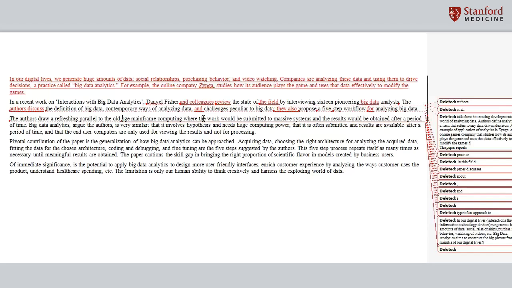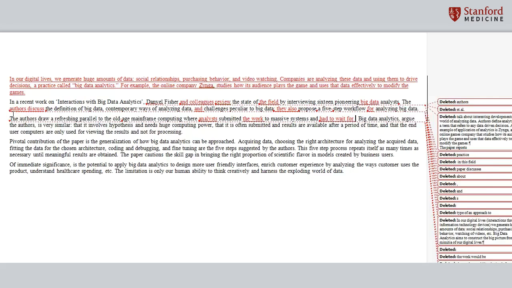So where analysts, notice the "would be submitted" is passive voice, where analysts submitted the work to massive systems and had to wait for a period of time to obtain results.